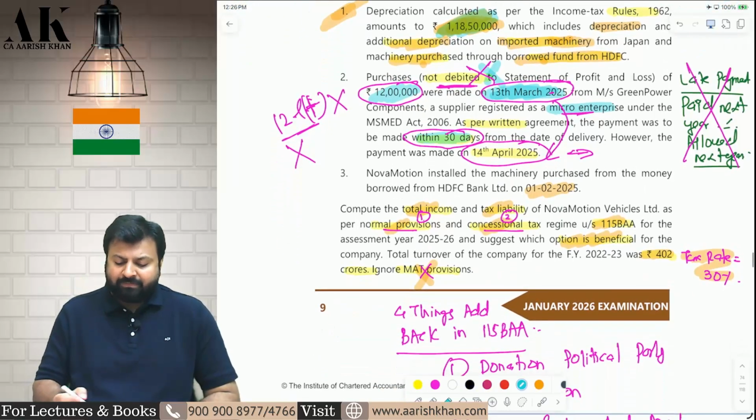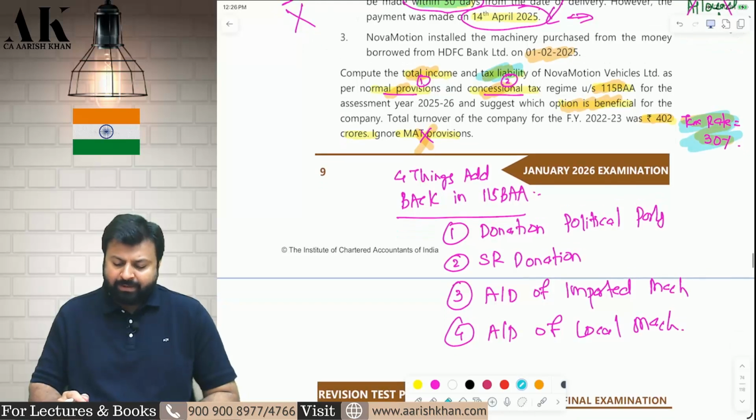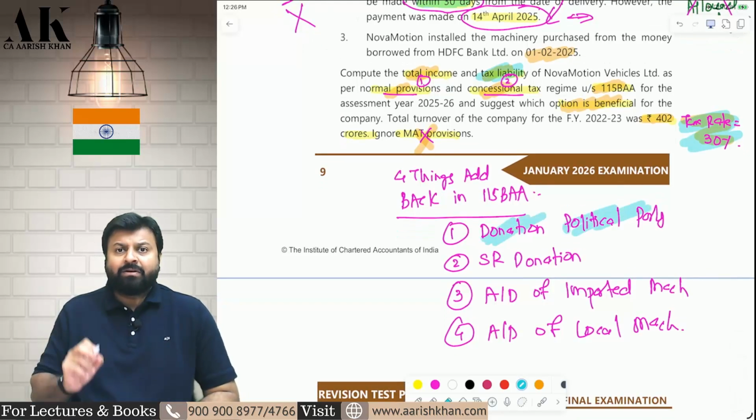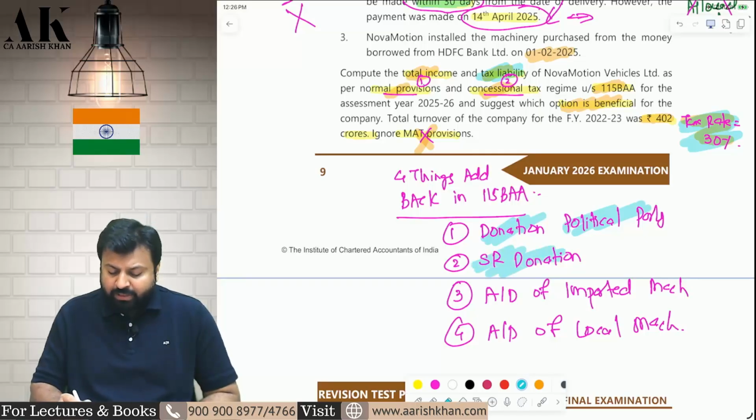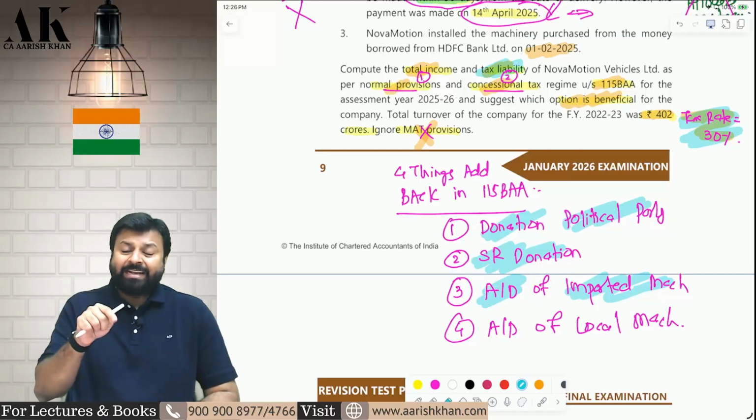Now, one last thing. After that, you have to compute the total income and tax as per normal provision. Tax, I have already told you, 30%. Now in 115BAA, what will happen? 4 items will be added back. First, donation given to political party will be added back in 115BAA. Then scientific research donation will also be added back. Then additional depreciation on imported machinery. At that time, it would be relevant.